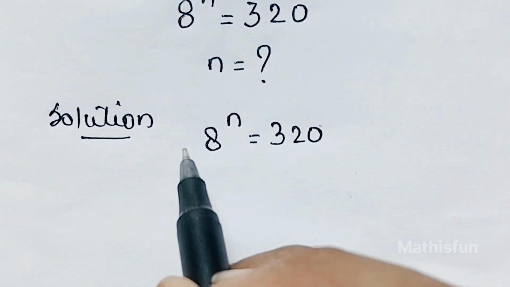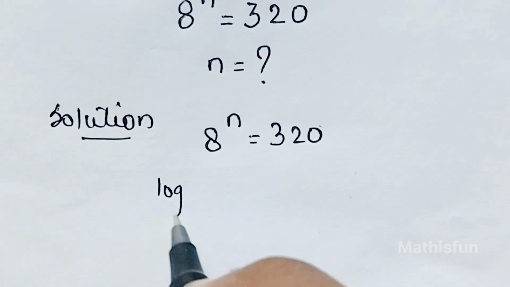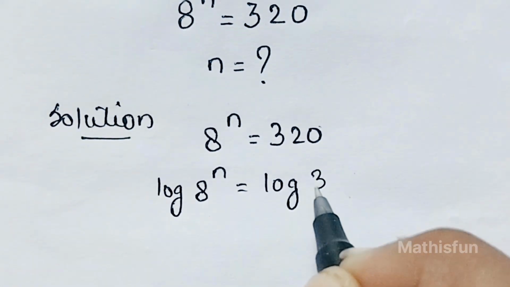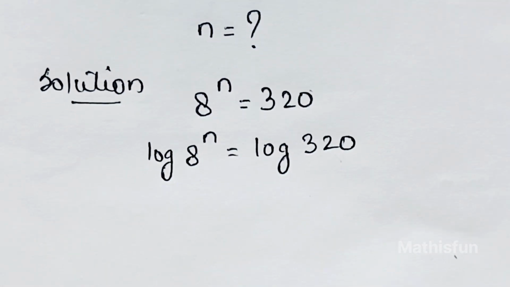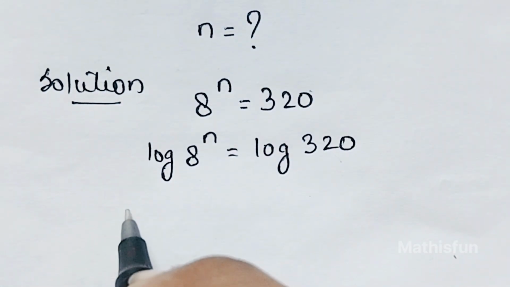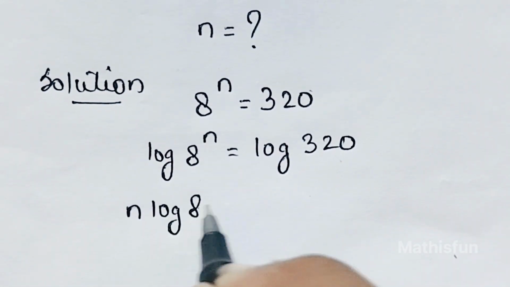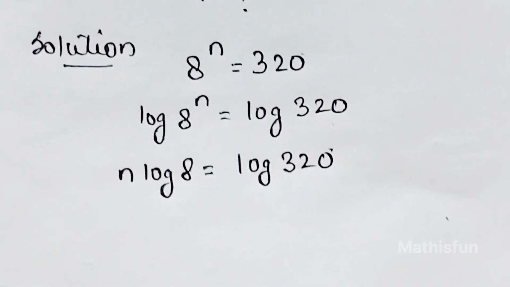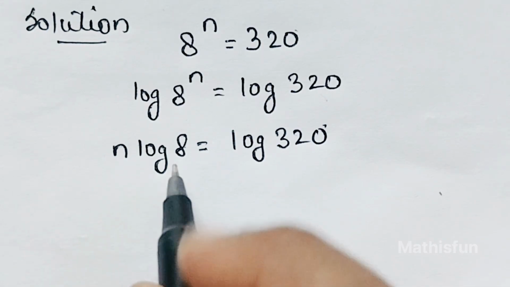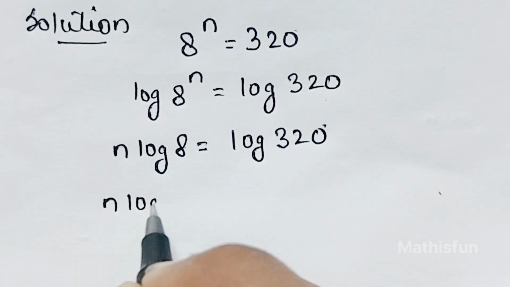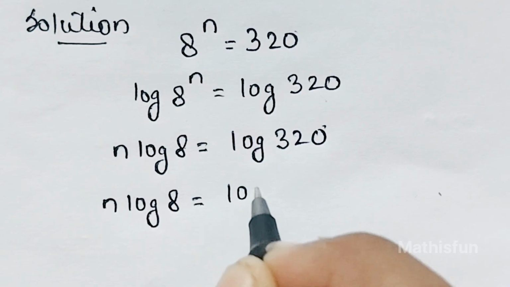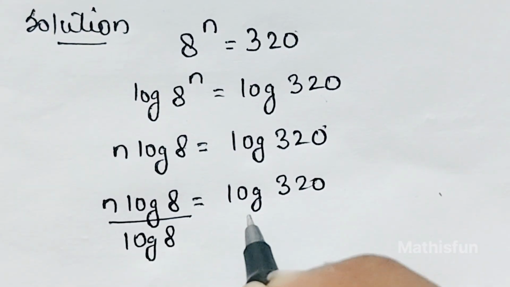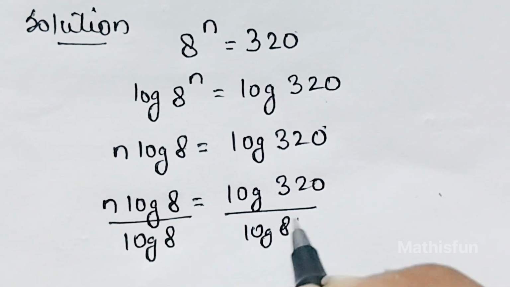In the first step, we will take log on both sides. That is, log 8 to the power n is equal to log 320. Now we'll take n to the front side, that is n log 8 is equal to log 320. Now in the next step, we will divide by log 8 on both sides, that is log 320 over log 8.